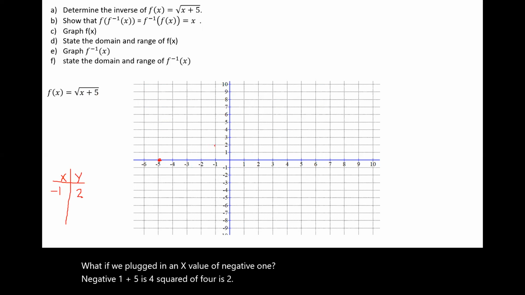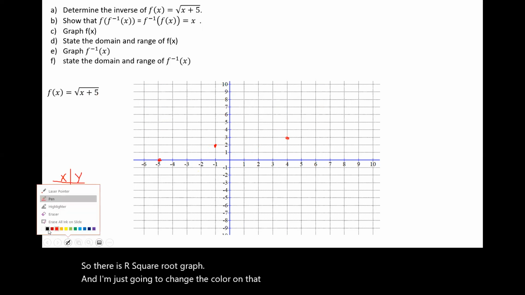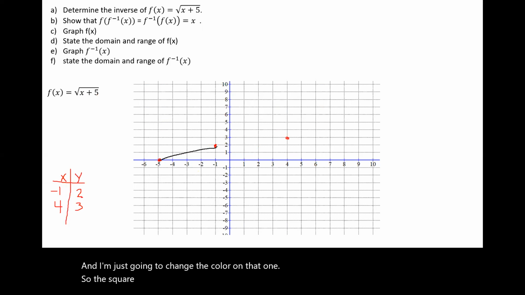Can you think of another easy point you could plug in? If I did 4, 4 plus 5 is 9. Square root of 9 is 3. So there's our square root graph. And I'm just going to change the color on that one. So the square root graph goes through those points. Forgive my awful graph, but there is our function.